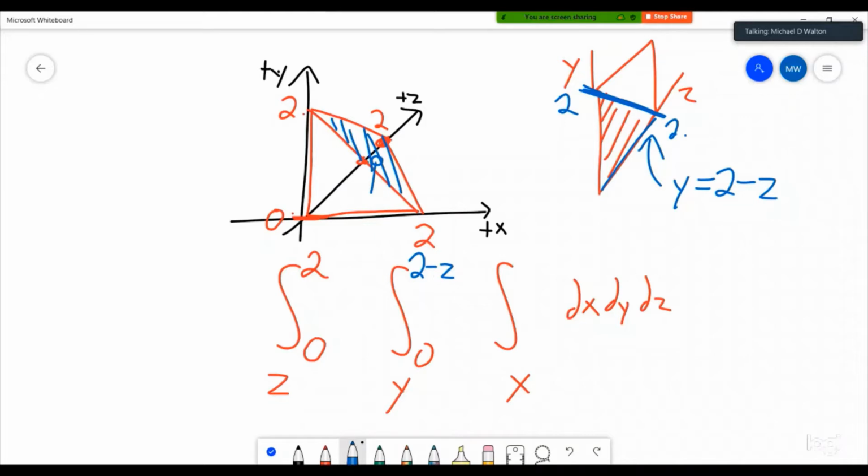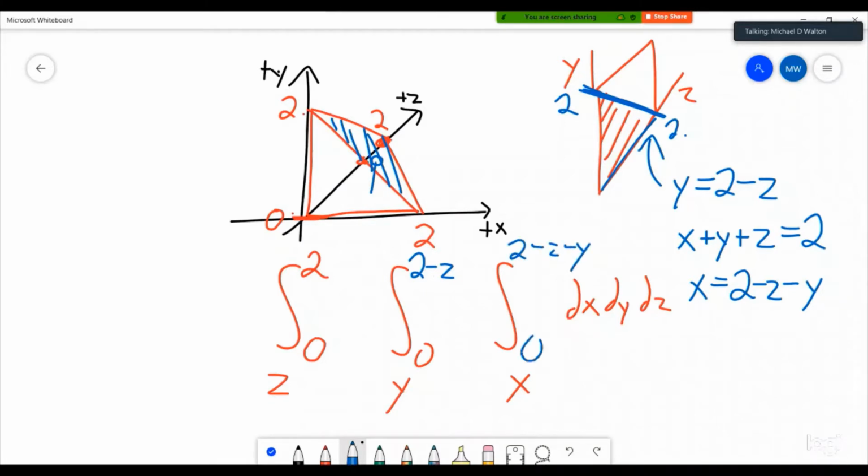So we find that our plane is going to be x plus y plus z equals 2, which makes it so that we can solve that the plane is x equals 2 minus z minus y. So that is going to be our upper bound for x, 2 minus z minus y, and our bottom bound is going to be 0. So for this region, that's how we can figure out what our bounds of integration are going to be.